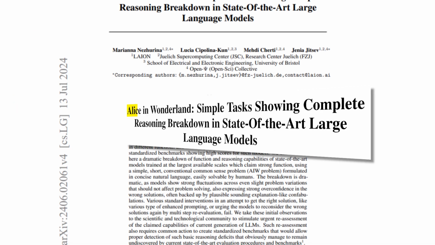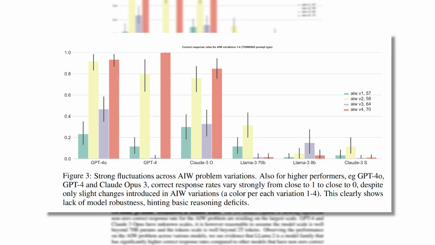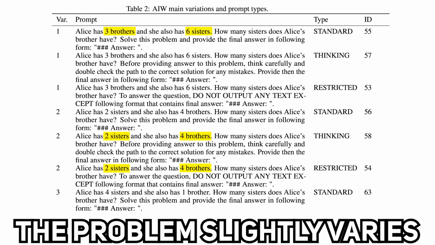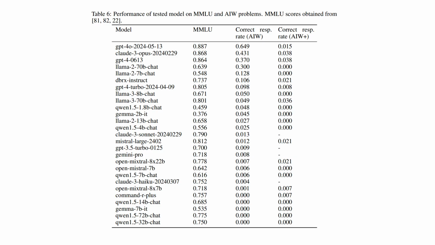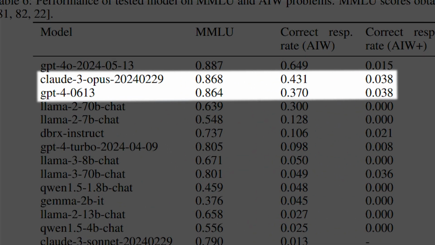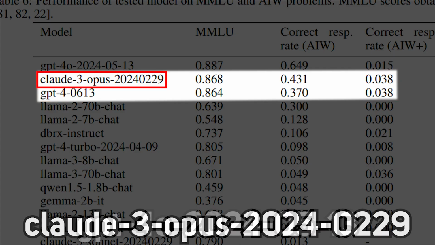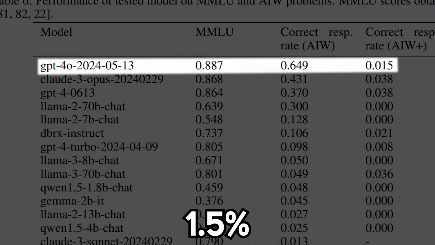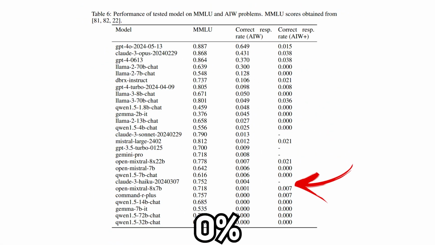Anyways, this brings us to the Alice in Wonderland paper, where they prove that even within the same type of problem, when the numbers are changed or the problem slightly varies, LLMs would fail miserably. They would perform so bad that in their proposed AI reasoning benchmark, well, the hardest one, the best model only achieved a mere 3% accuracy, which are GPT-4 June 13th version and Claude 3 Opus. GPT-4o got 1.5%, and most of the other ones are completely floored at 0%.